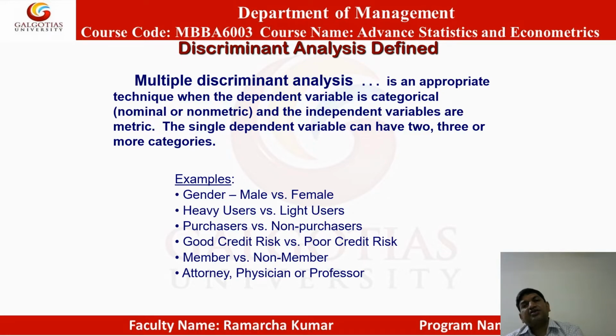Examples are gender, male versus female; heavy users versus light users; purchaser versus non-purchaser; good credit risk versus poor credit risk; members versus non-members; attorney, physician or professor. So these are categories, and we are going to assign a category to our observation based on our analysis.